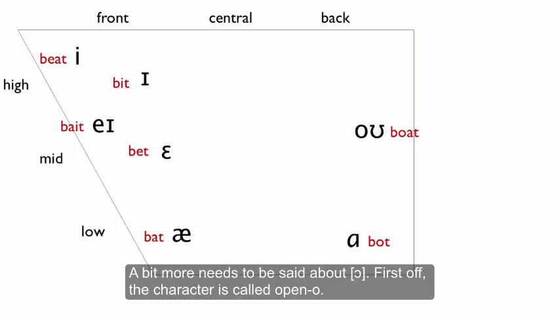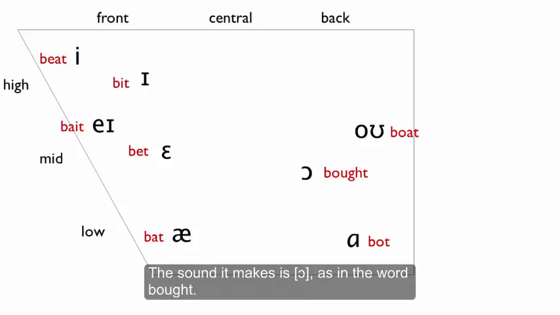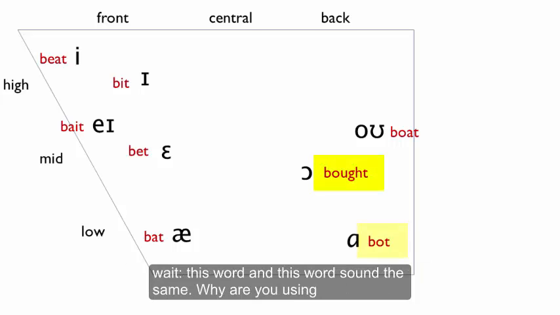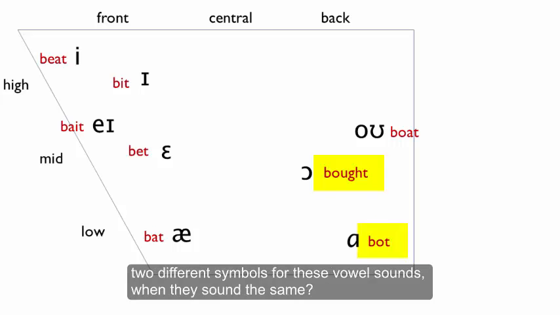A bit more needs to be said about aw. First off, the character is called open O. The sound that it makes is aw, as in the word bought. But right away, some viewers of this video will say this word to themselves and think, wait, this word and this word sound the same. So why are you using two different symbols for these vowel sounds when they sound the same?